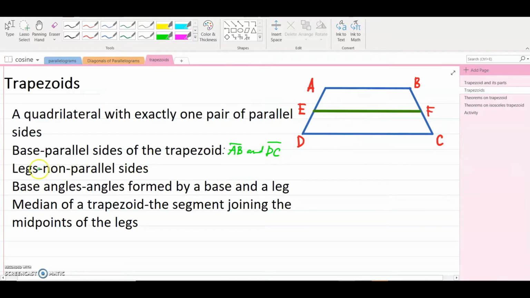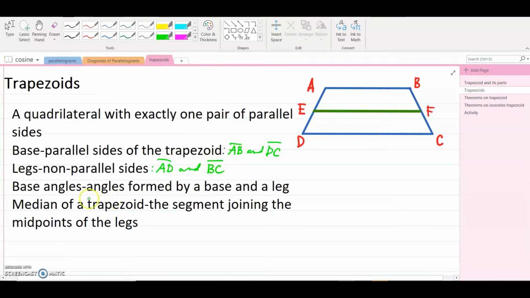Okay. Next, we have the legs. So this will be the legs. That is the non-parallel sides. So we have line segment AD and line segment BC.